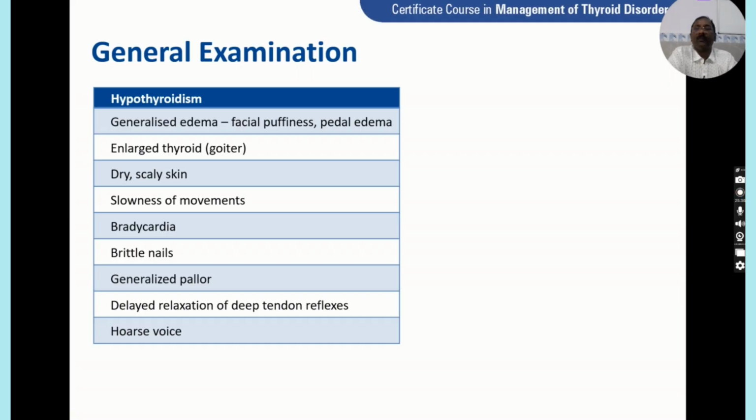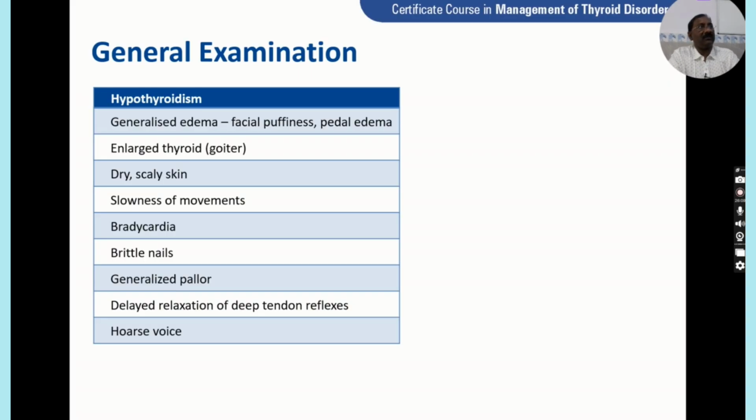It is non-pitting edema. Pitting edema is very common in heart failure, nephrotic syndrome, etc. Non-pitting edema is seen in hypothyroidism. And goiter is very common. Then see whether the right lobe of the thyroid is enlarged, or the left lobe, or the total gland, or the isthmus is enlarged. This is very important. And dry, scaly skin.